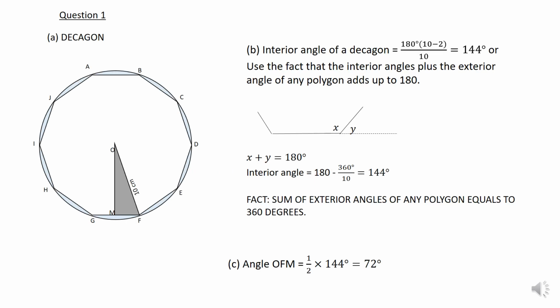Now, this is question 1 where you will ask what is the shape of the polygon, and you realize that it has got 10 sides and it's a regular 10-sided polygon. And because it's a regular 10-sided polygon, counting the sides like this, it therefore is a decagon. Now, part B is asking you the interior angles of a decagon.